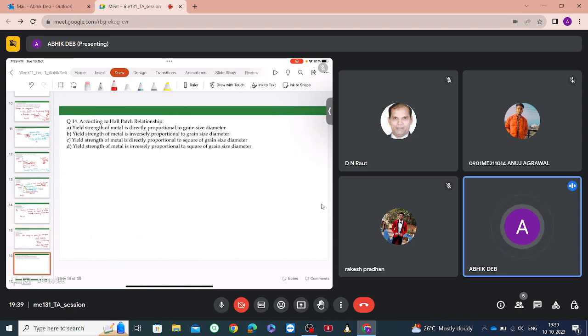Now coming to the next question. According to the Hall-Petch relationship, the yield strength of the metal is directly or inversely proportional to which of these? Do you know what the Hall-Petch relationship is?